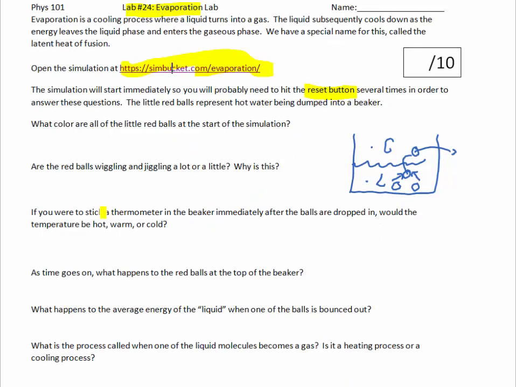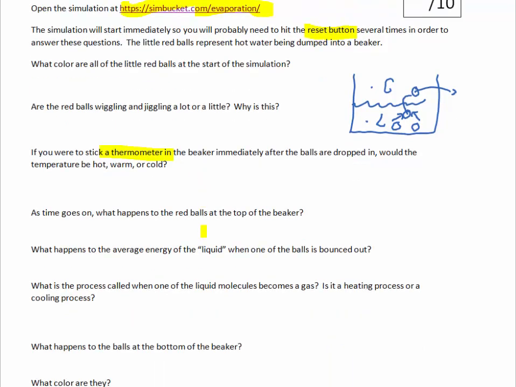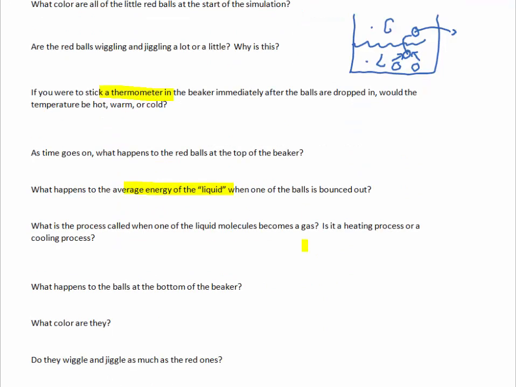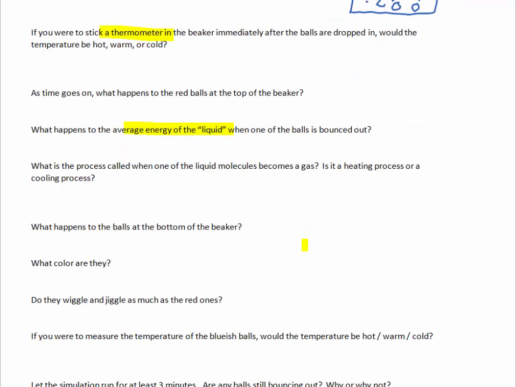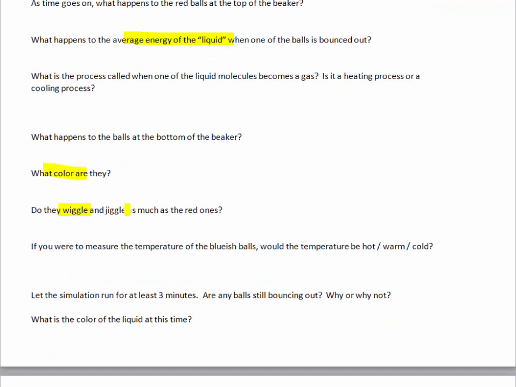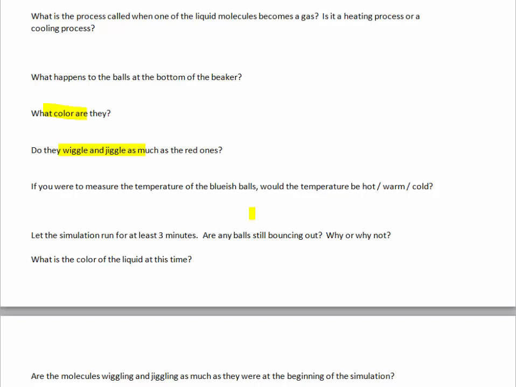So think about what would happen to these guys over time if you were to stick a thermometer in there, and think about what's going to happen to the average energy in the liquid phase as the balls get knocked out of the container. Pay attention to the color of the balls and pay attention to how much they're wiggling and jiggling, and make sure you let the simulation run for at least 3 minutes.